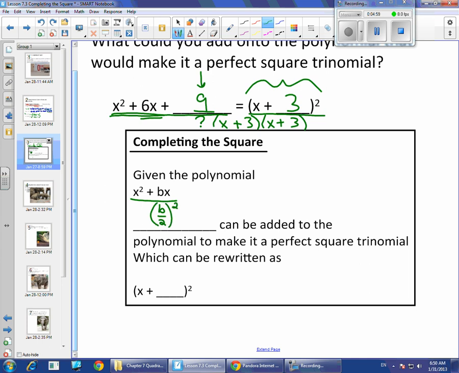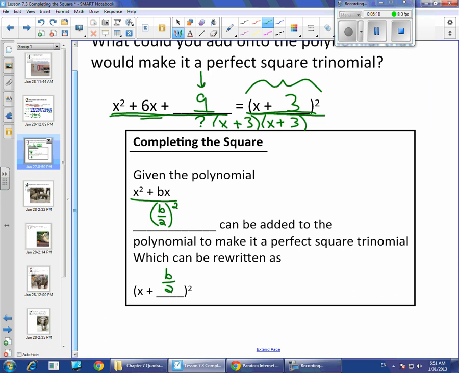Once I add that on, it's going to be a perfect square trinomial, which can be rewritten as a binomial squared. And notice how this 3 is related to the 6 and the 9. The term that's going to go right here is whatever that b over 2 was before you squared it.